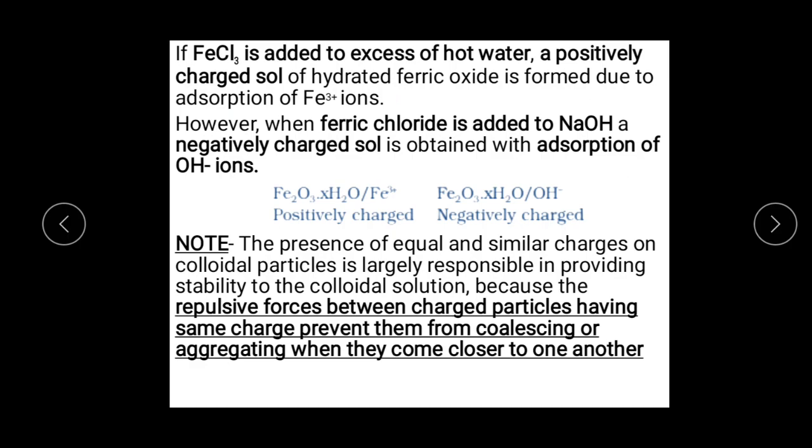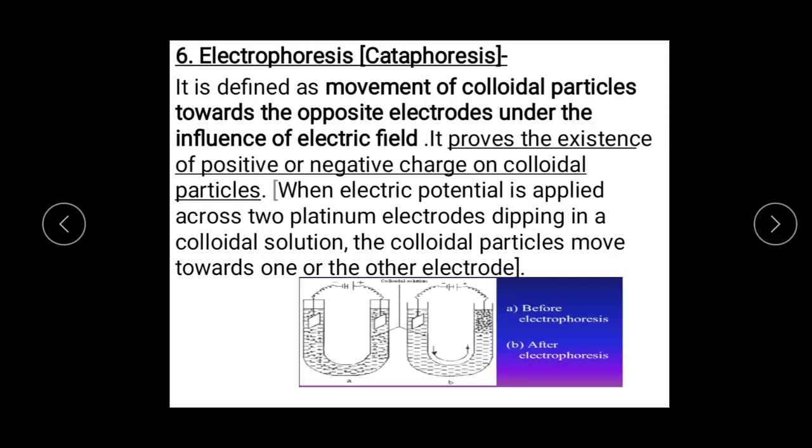Similarly, we have another example: when ferric chloride is added to excess of hot water, a positively charged sol is produced. And if ferric chloride is added to NaOH, a negatively charged sol is obtained due to adsorption of OH minus ion. Now here is a very important point to note: the presence of equal and similar charges on colloidal particles is responsible for providing stability to colloidal solutions. This is because repulsive forces between charged particles having the same charge prevent them from aggregating, okay. So this gives the stability to colloid.